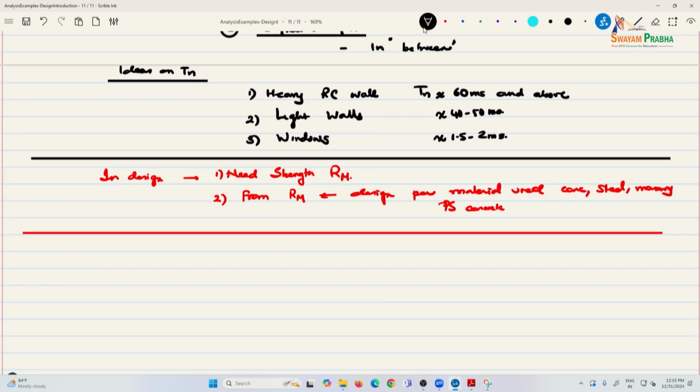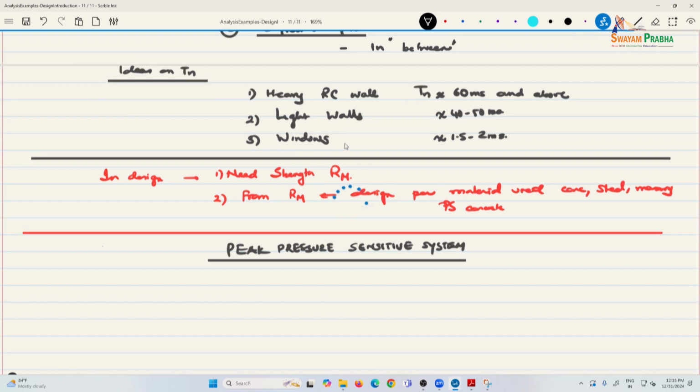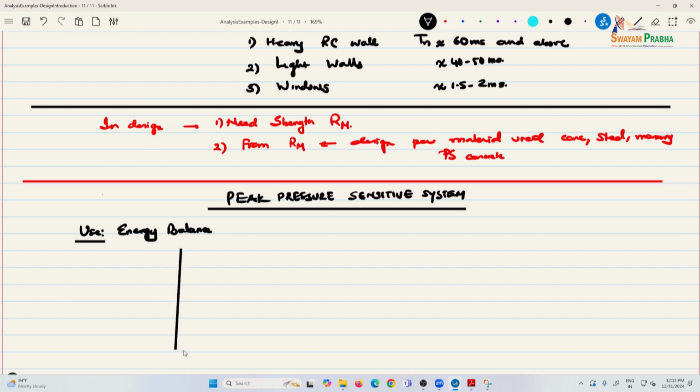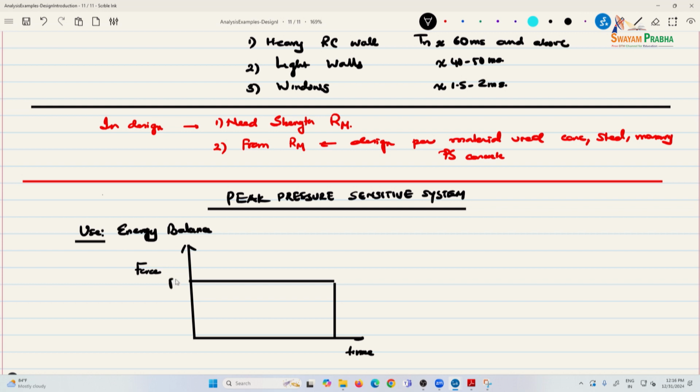So let's look at the two extremes. First is the peak pressure sensitive system. We use the energy principle or the energy balance. So let's consider here a graph of the force versus time, and you have, let's say, constant force over time.